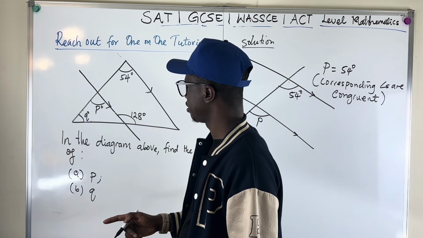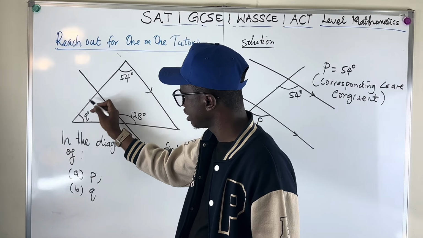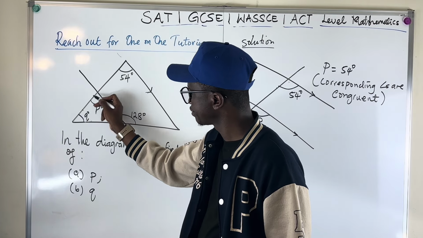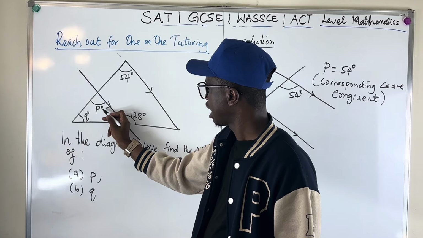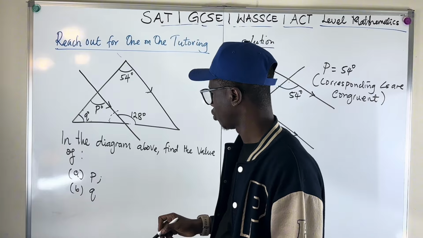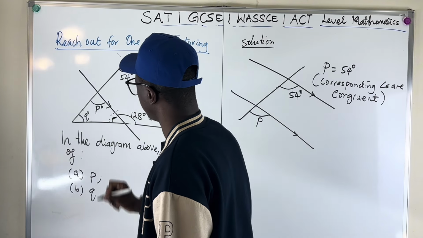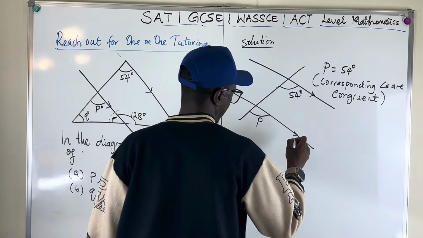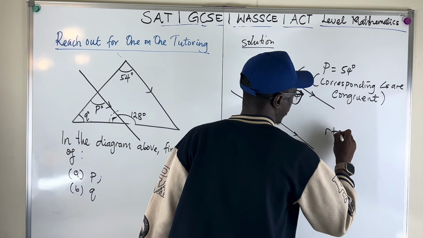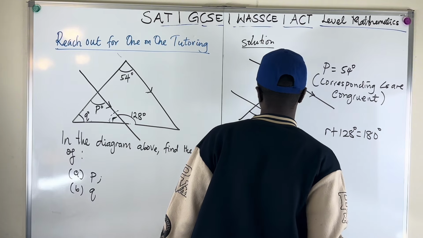Now you have P. How do we get Q? Well, you can see this one as a triangle here. This is a triangle. I know P, I know Q. Can I put a letter here? Yes. So let's say this here is R. If that is R, I know my R plus 128 degrees must equal 180 degrees.